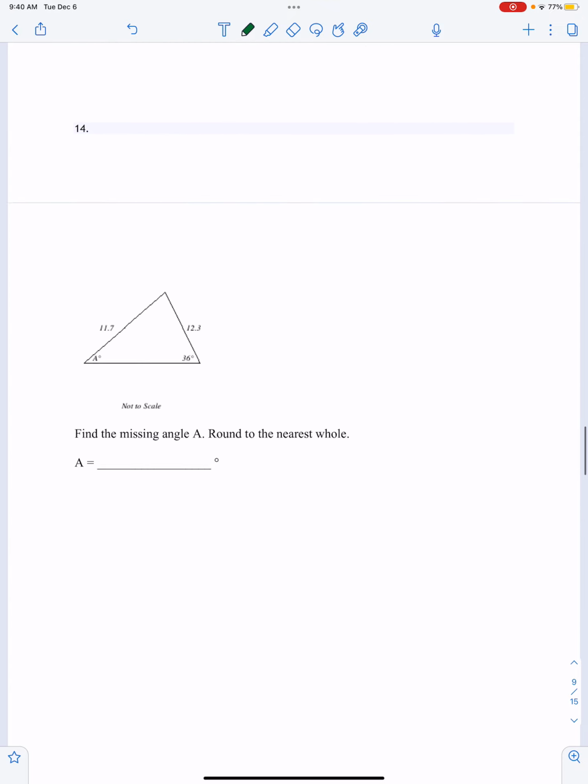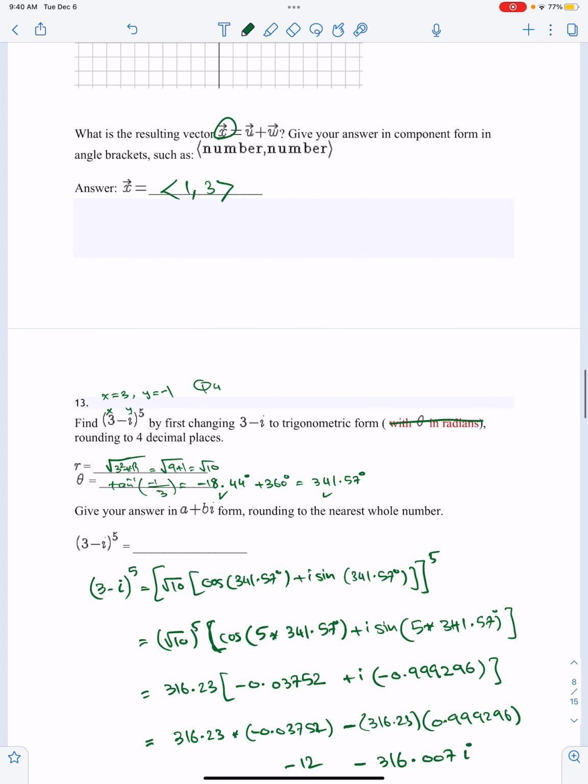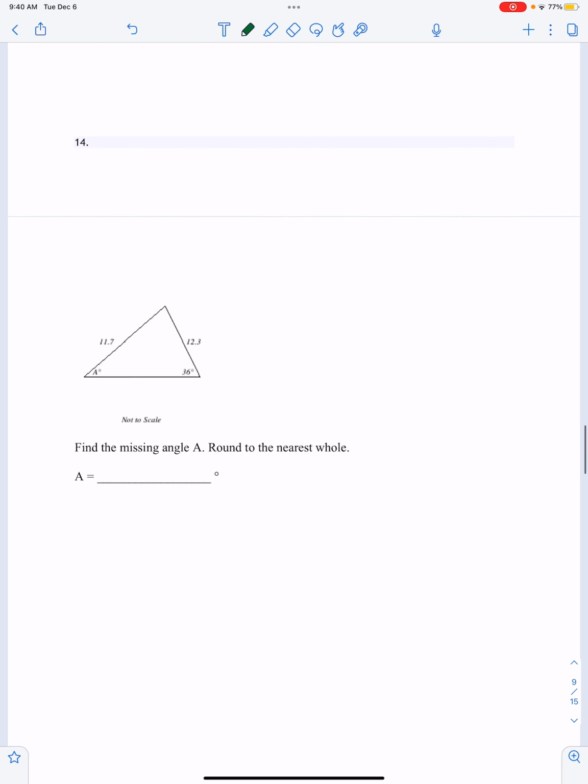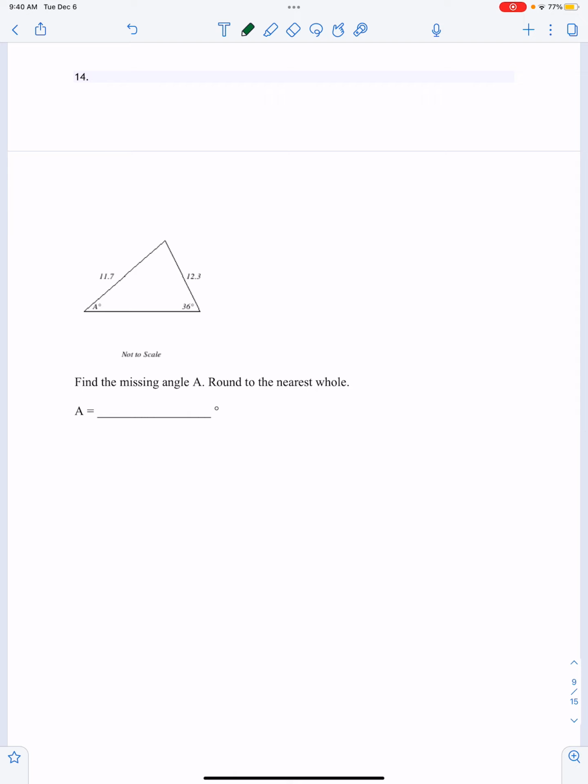Number 14, Binomial, you'll need to use a calculator for that, so you will be allowed to use a calculator. For number 14 and beyond, you will be allowed to use a calculator. So let me just do that in a different part.